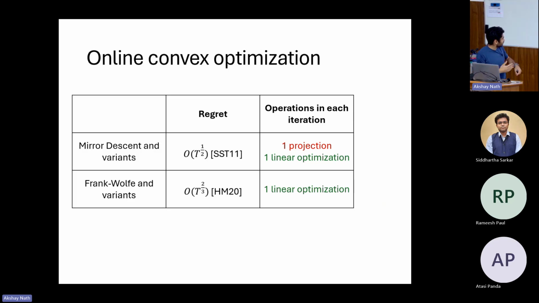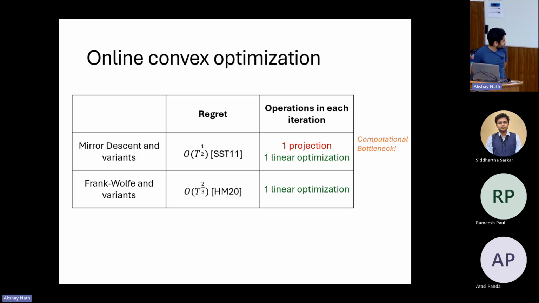Then there is another set of algorithms called Frank-Wolfe and its variants, which have worse regret rates, right? So you have t to the 2/3, which is more than t to the half, but they require only a linear optimization. And linear optimization is quite fast on base polytopes and many other polytopes, as one might expect. Projection is a quadratic problem, linear optimization is a linear problem. And that's a computational bottleneck.